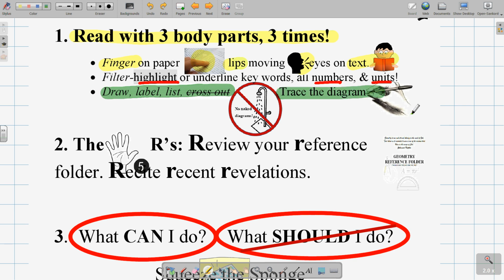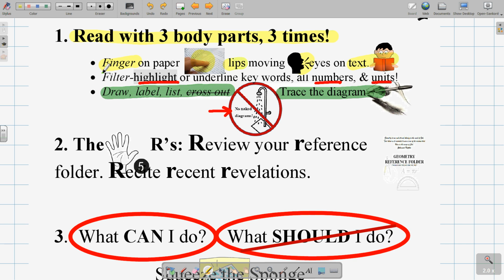Physically trace all diagrams and label all diagrams. No naked diagrams. All your diagrams should be physically drawn, physically retraced, labeled. That's what I call dressed up. No naked diagrams. Number 1, read with 3 body parts 3 times.